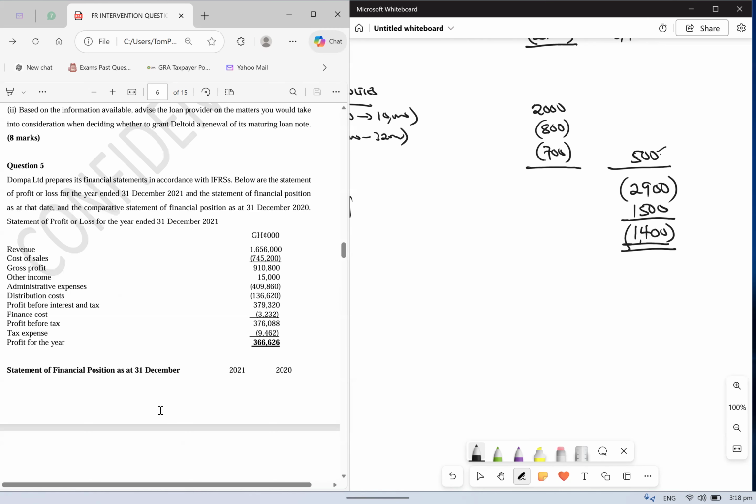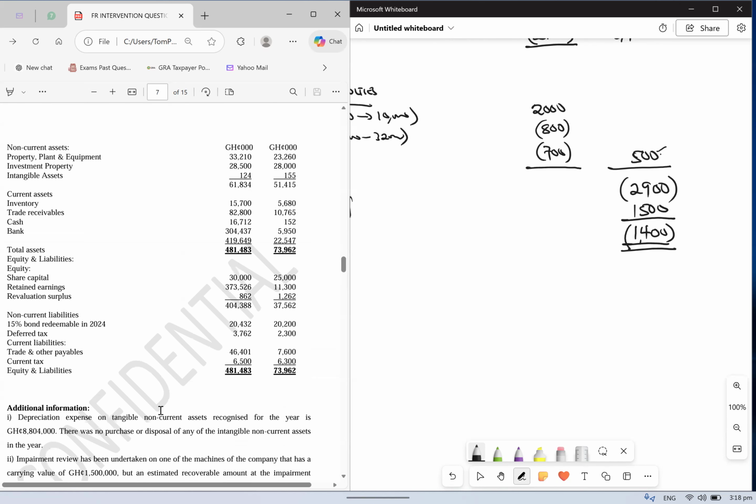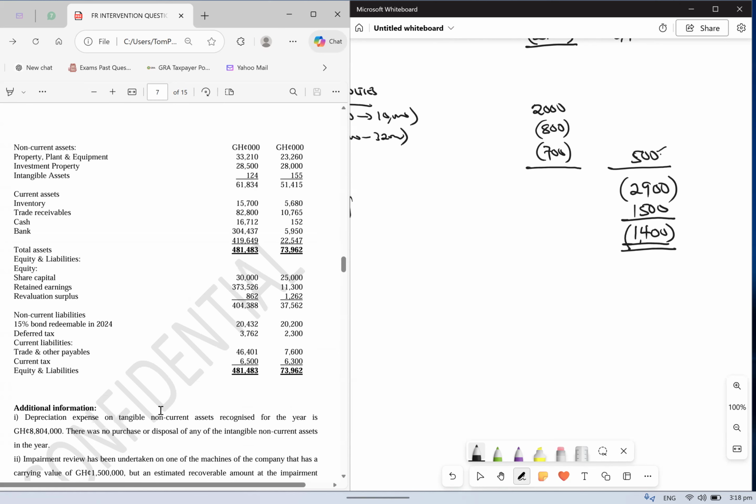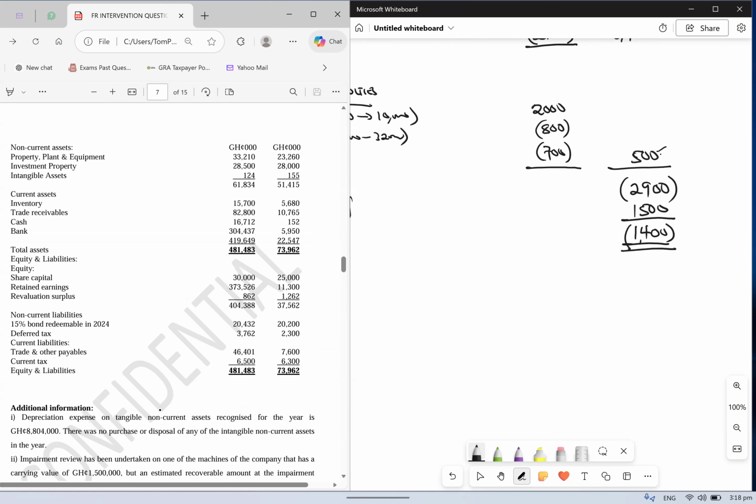Now, in this question, this is your answer. Go to your bank and cash. There is no overdraft. So these two figures, if you are correct, you have cash of 16,712 and a bank of 304,437. If you look at it well, so 1, 2, 3, 4. 1, 2, 3, 4. Yeah. So get me the total. When you do it, that should be your final answer. If you don't get that one, it means you didn't do something right.